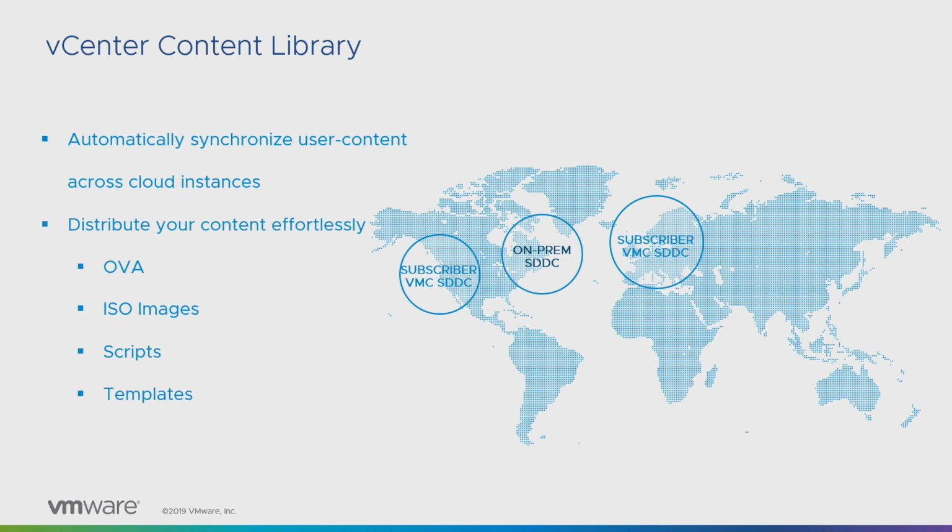And with the release of vSphere 6.7 Update 2, which the bits dropped last night, we can actually replicate those templates as well. So again, we don't have to reinvent the wheel. We can leverage the same ISOs that we have, the same scripts, the same templates from on-prem to the cloud.